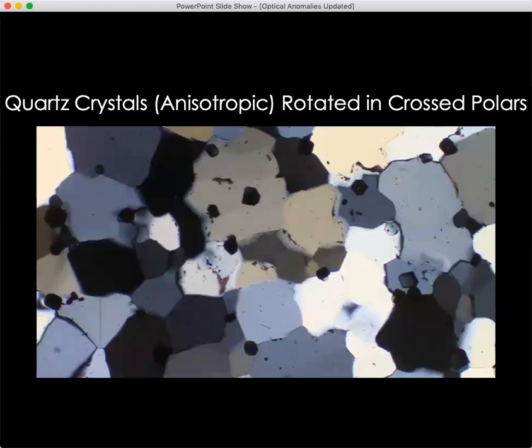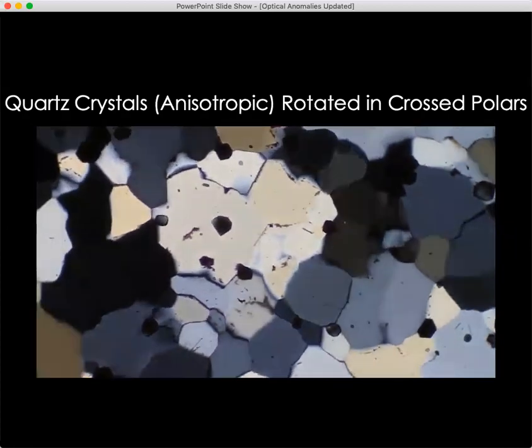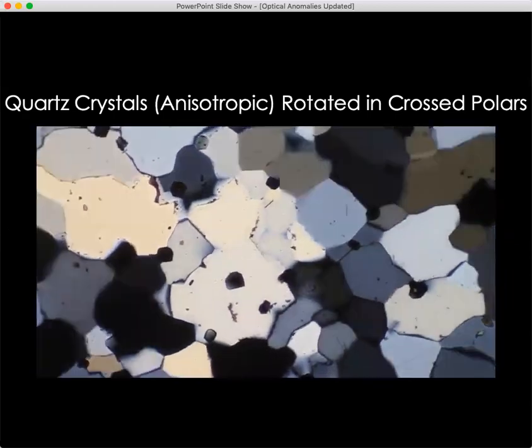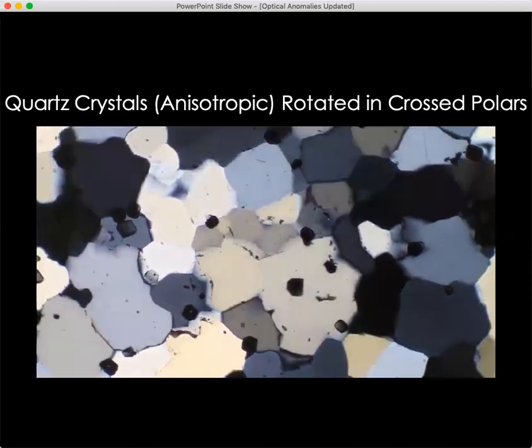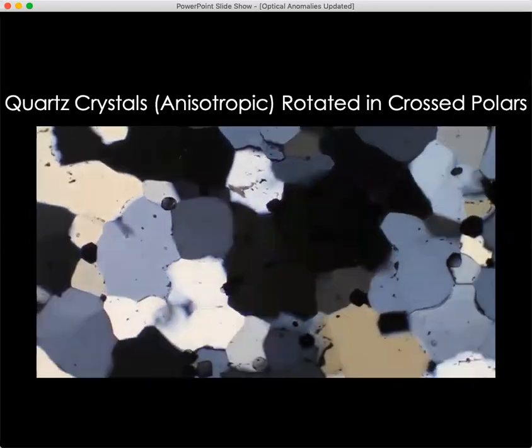We can see birefringence with this quartz crystal. If you watch an individual grain, you will see that at any time it is optically homogeneous, transmitting an equal amount of light over the entire crystal. This is the behavior of a non-isometric crystal, also known as anisotropic.